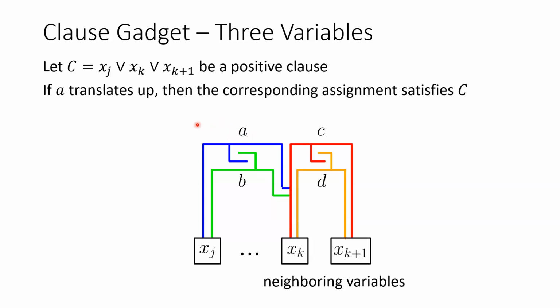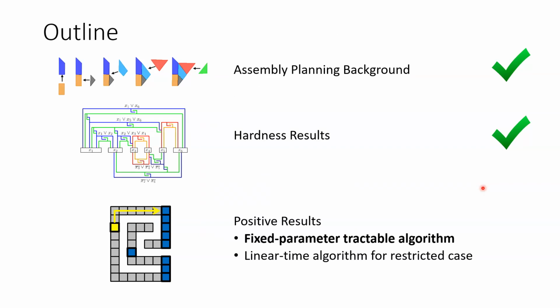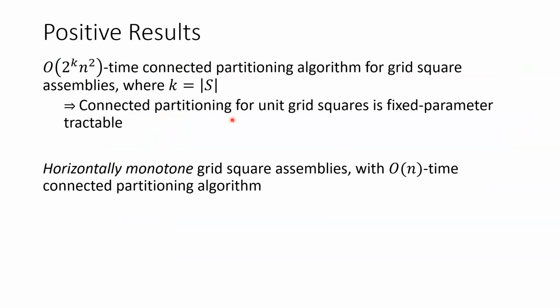And now that we're done with that, I'll talk about positive results. From the problem I presented, we give a 2 to the k n squared time connected partitioning algorithm. In this case, k is the size of the partition, n is the number of squares. So this means that if we have a small number of squares that we can translate up such that we get a connected partition, we can find it quickly. So connected partitioning for unit grid squares is fixed parameter tractable. This means that the factor with the exponent only depends on k and not on n.